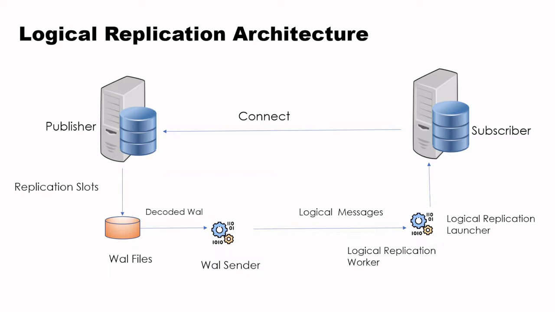So in logical replication, at the source side, WAL files will get generated. You can see on the left side, the WAL file will get generated, and the WAL sender is a process which will decode the statements from the WAL files and then send them to the subscriber. On the subscriber side, the logical replication worker plays the important role. It will receive the message and apply it on the subscriber end. During this, a replication slot will be created for each subscriber.